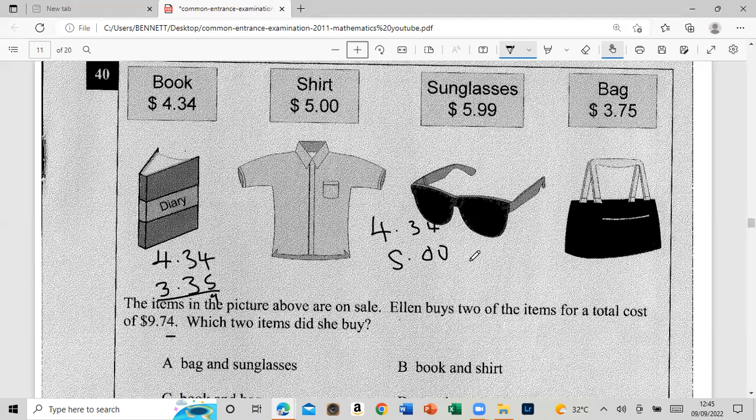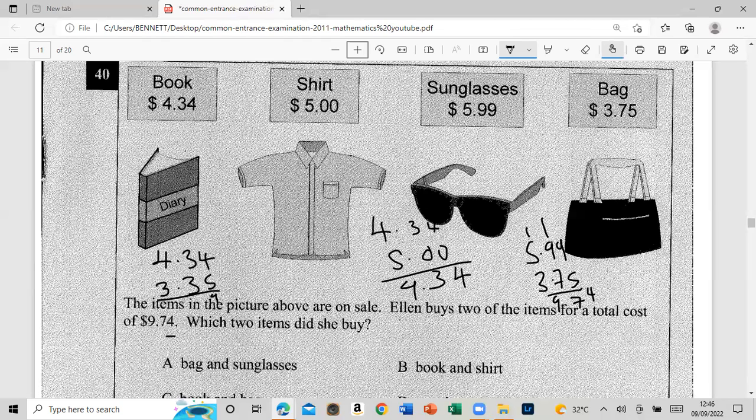That is not it. 7 should be here and is alright. Let's add $5.99 and $3.75. I'm sure it's this one because this one is the only one I can give you a 4. But let's just add: 4, carry 1; 10 and 7, 17, 7, carry 1. And that gives you $9.74. So it is a sunglass and a bag.